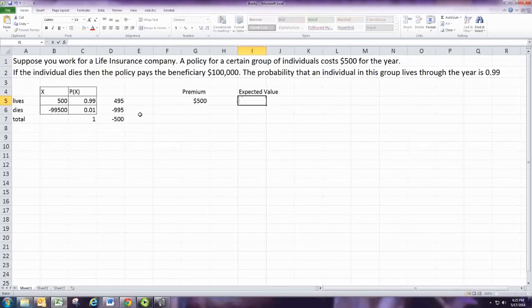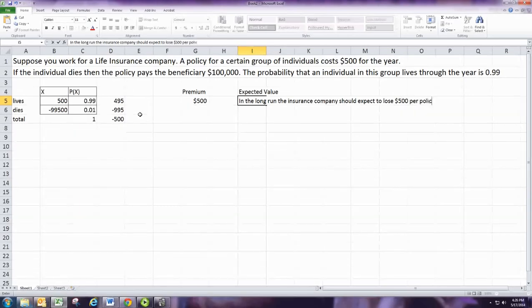The interpretation of this is that in the long run, the insurance company should expect to lose, since we have a negative expected value that represents a loss for the insurance company, $500 per policy for these individuals.